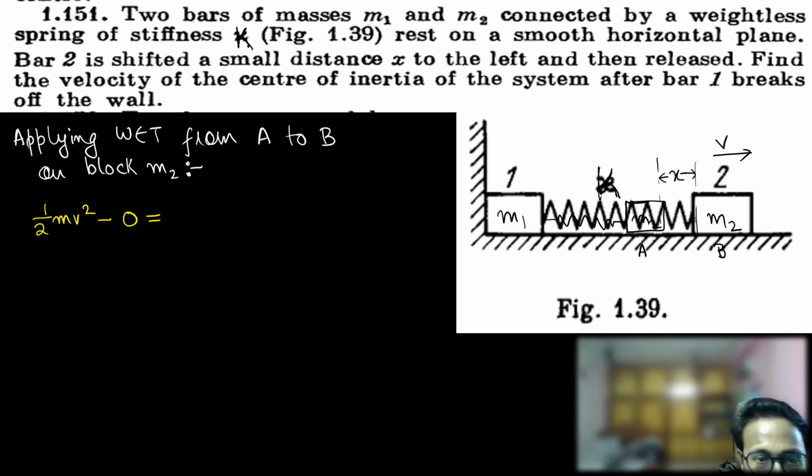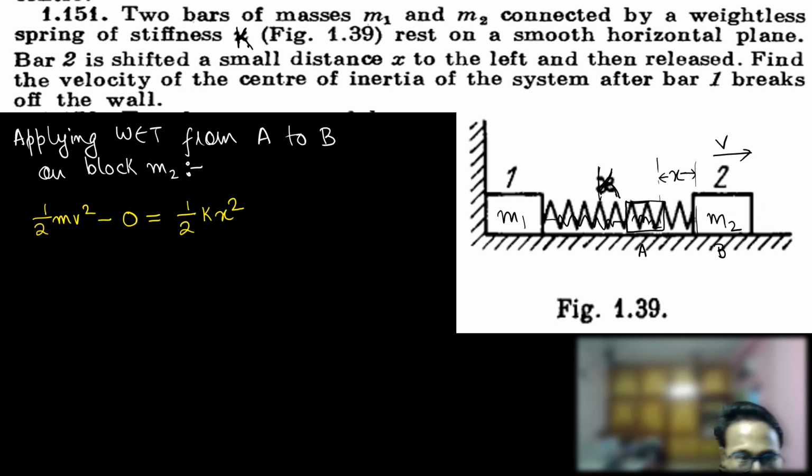So it is equal to half k x square, where x is the elongation from its natural length. Now, is it minus half kx square or plus half kx square? It is plus half kx square. Why? Because the spring force is in the right hand direction. Observe only block M2. The spring force is in the right hand direction and the displacement of M2 is also in the right hand direction. So it would be positive work.